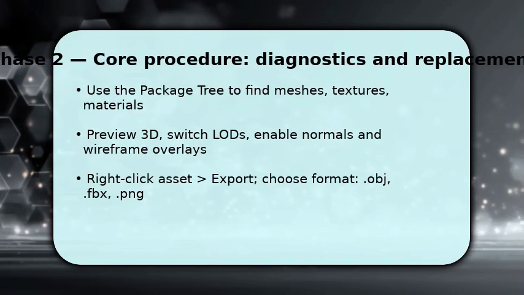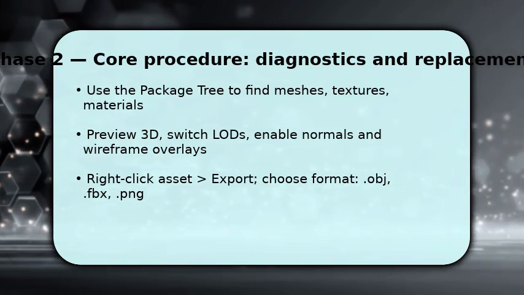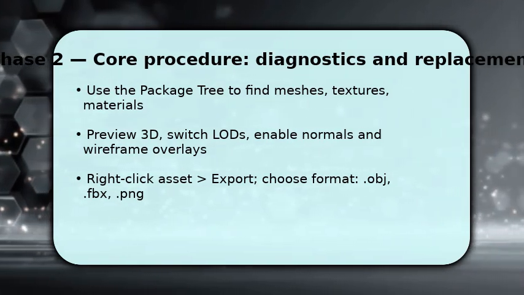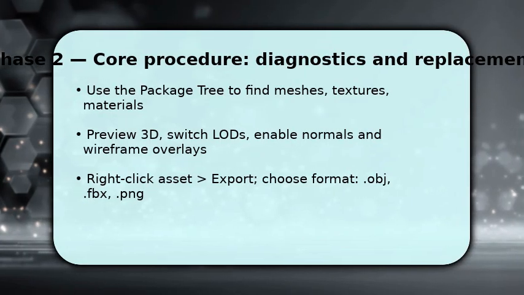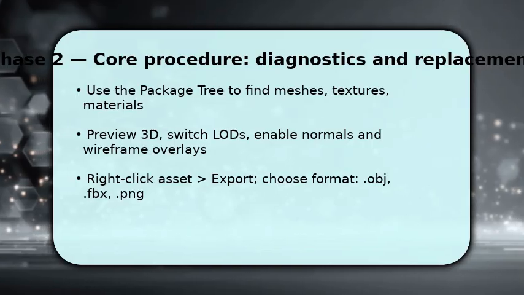You now navigate the package tree to locate meshes, textures, and materials. Click any entry to see previews. Once there, switch LODs, enable normals or wireframe overlays to verify geometry. This helps spot missing UVs or flipped normals.